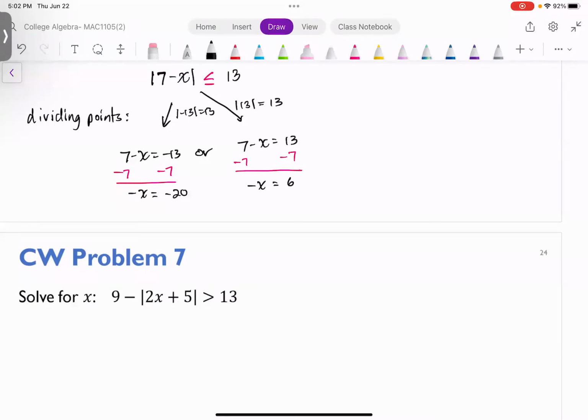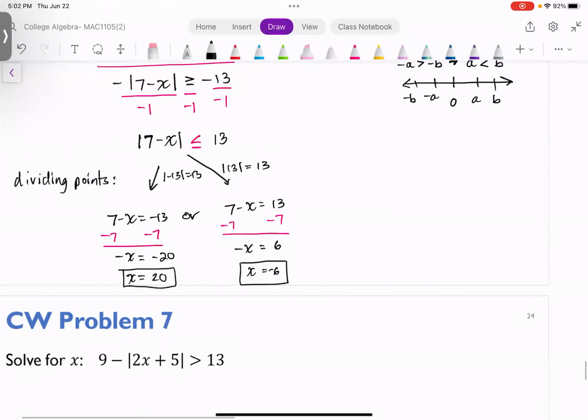When I divide both of those sides by a -1, this tells me that x could be equal to 20 or x could be equal to -6. Those are the 2 numbers where my distance is exactly 13 units from the midpoint.